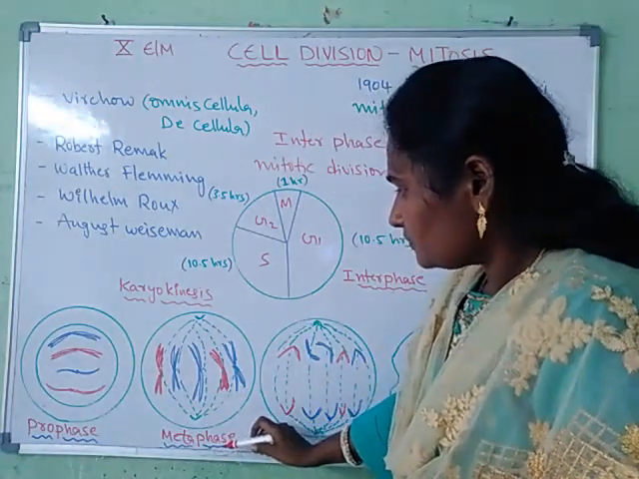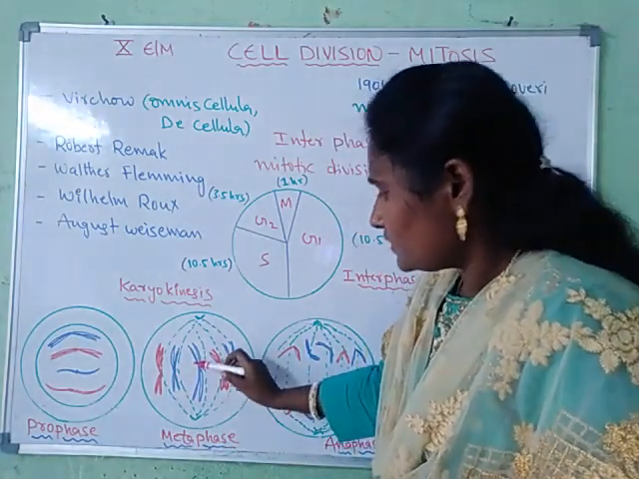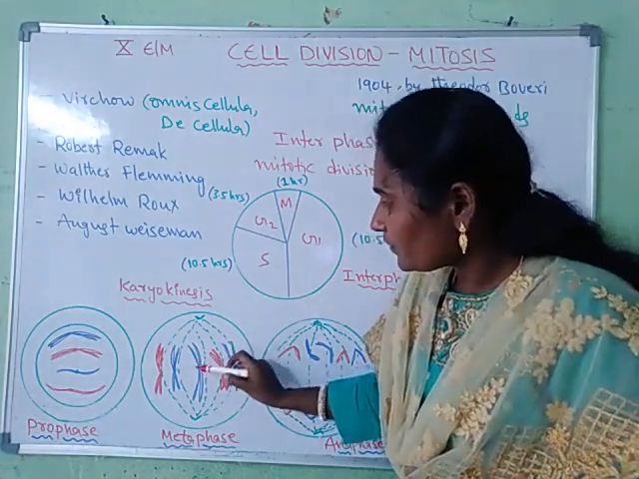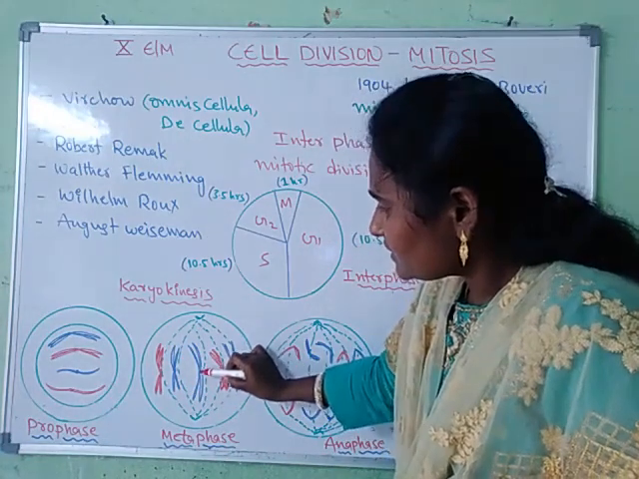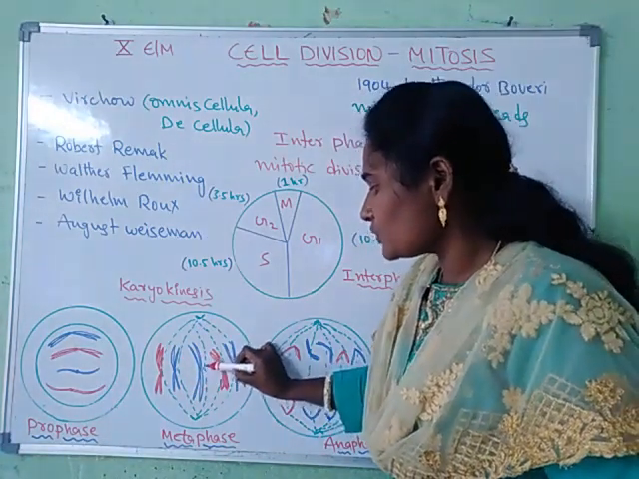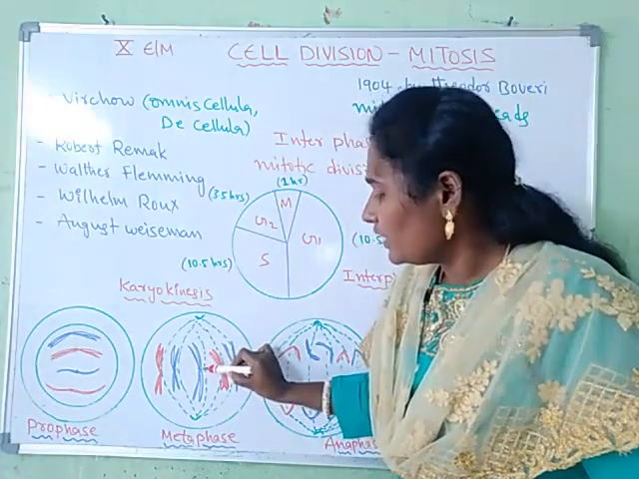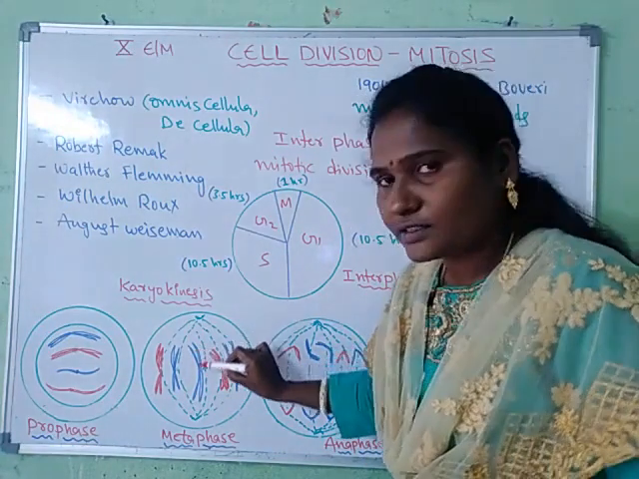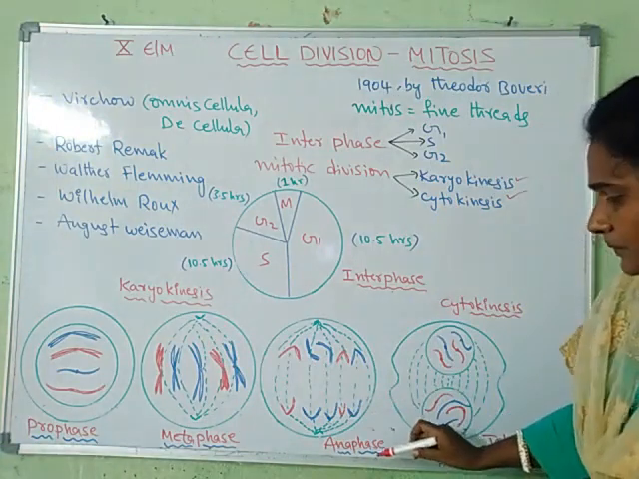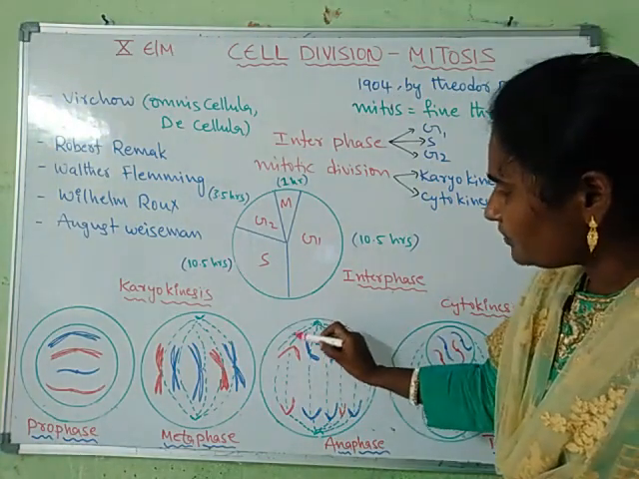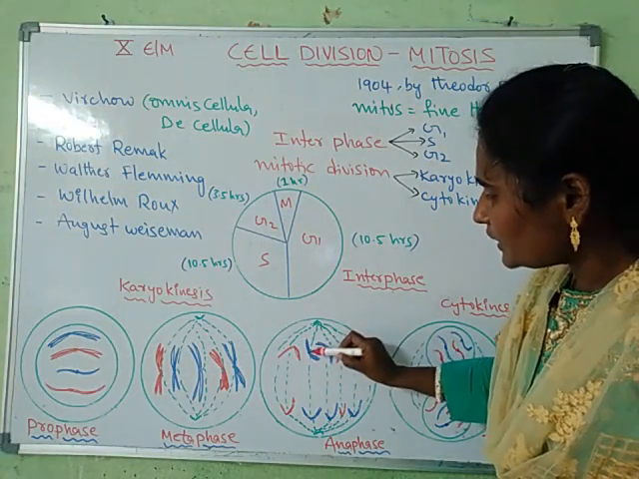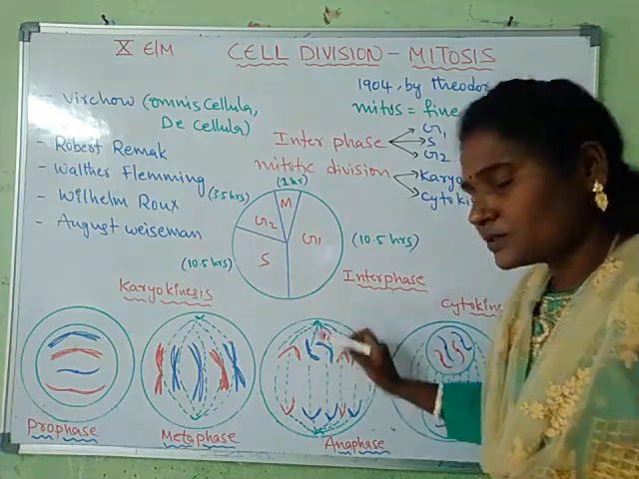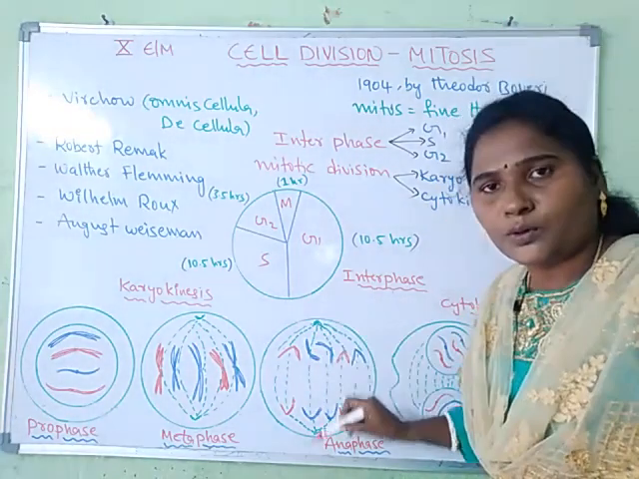In metaphase, chromosomes move to the center, to the equator of the spindle. The chromatids attach to the spindle fibers by their centromeres, and the centromeres split, separating the chromatids. Third is anaphase. In anaphase, the spindle fibers contract and pull the centromeres, which pulls the chromatids towards the poles.